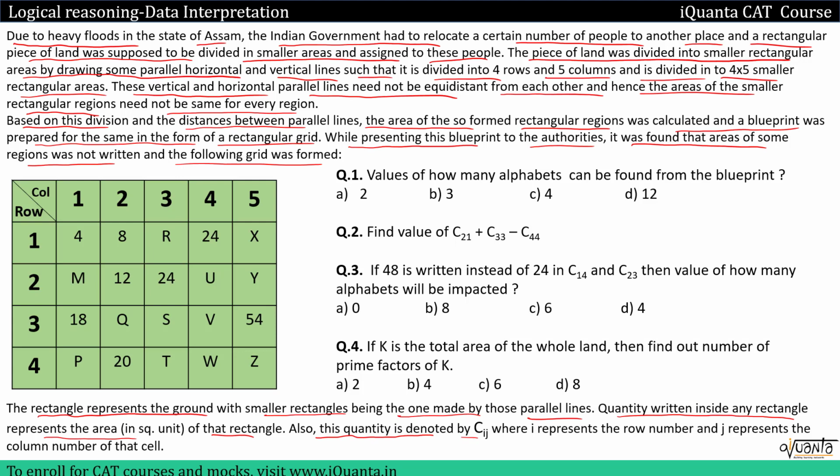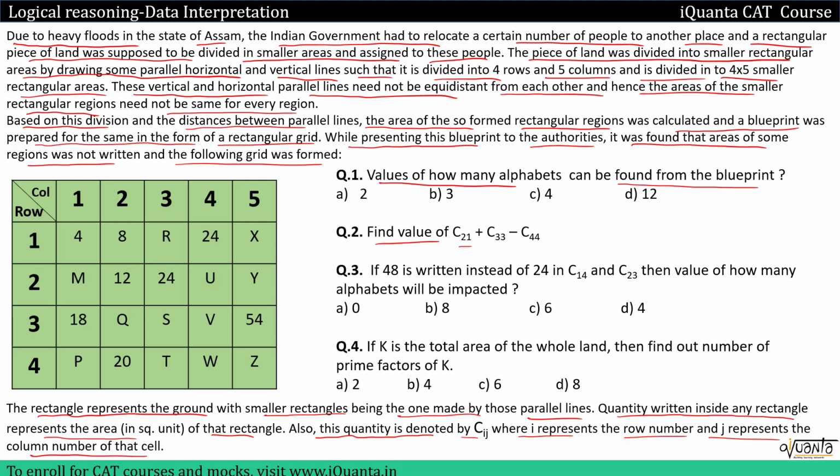Also, this quantity is denoted by Cij, where i represents the row number and j represents the column number of that cell. So we can see that inside every smaller rectangular region we have some numbers written, whereas in some cases there are some alphabets written. So the values of these alphabets are missing. If we read the questions, the first is: values of how many alphabets can be found from the blueprint. So we'll do something to find out the values of these alphabets and then we'll answer these questions.